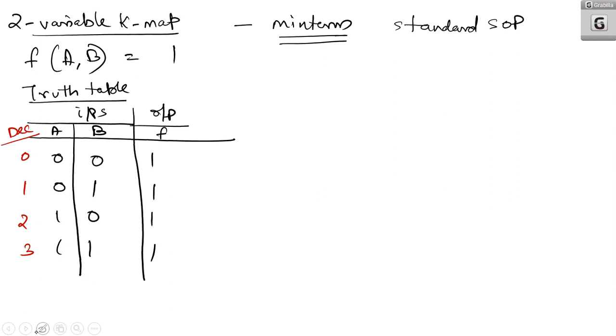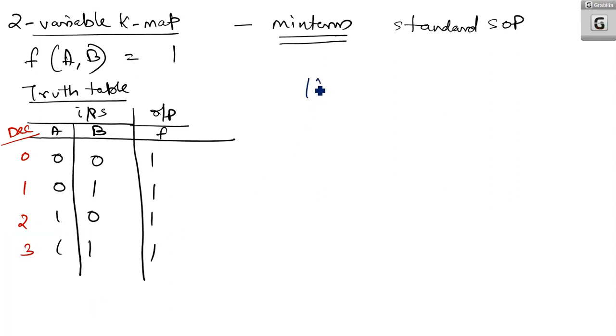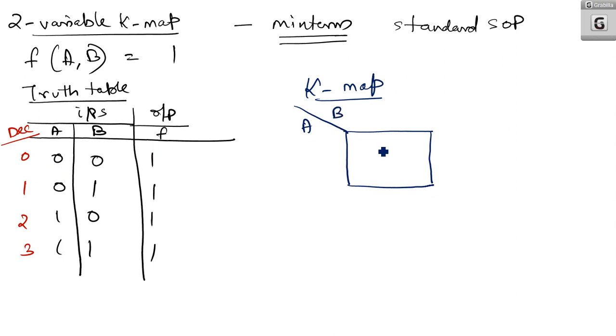Now if I am drawing the K-map, here there are only 2 variables and there are four combinations of A and B. So I should have 4 cells, that means 2 rows and 2 columns. So A, B. A is 0, B is 0. Similarly, you can have 0 1.